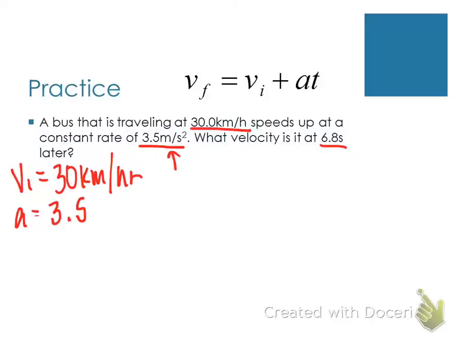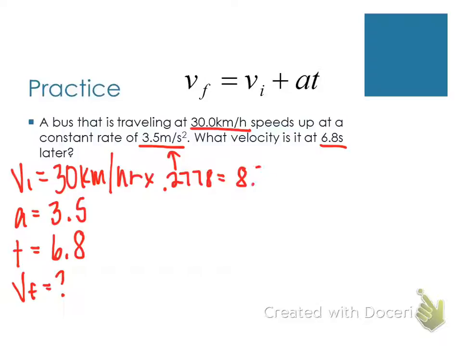Okay, Candace, can you give me one other variable? 6.8 is what? Time, good. And what are we solving for here? Final velocity, very good. Okay, so I just like to put a question mark by what I'm solving for. So now we've got all of our variables picked out. We need to change this kilometers per hour to meters per second. We're saying 8.33 meters per second.